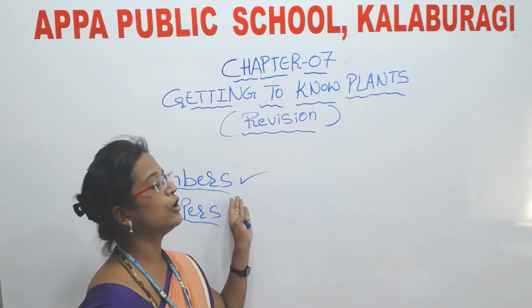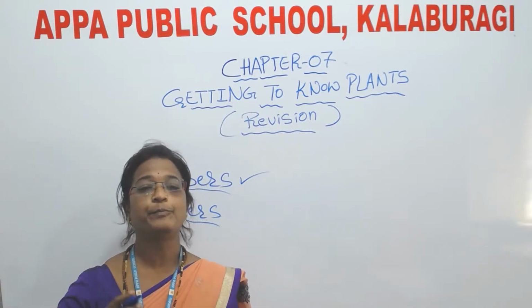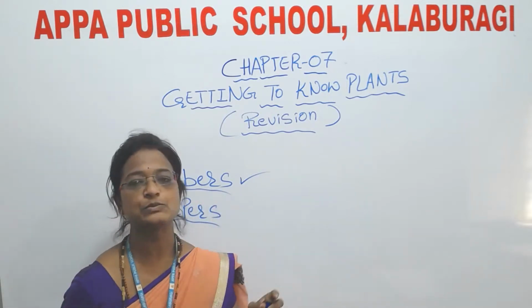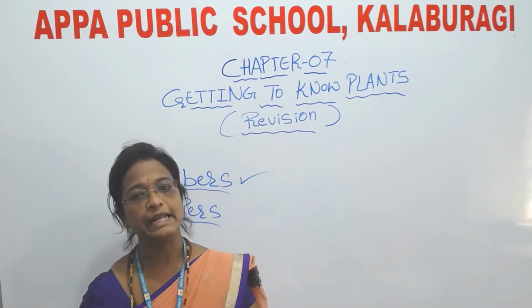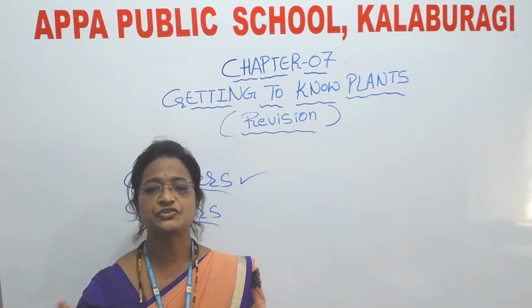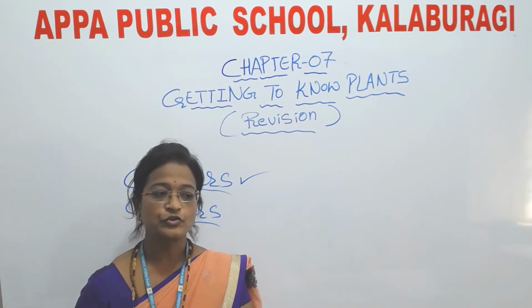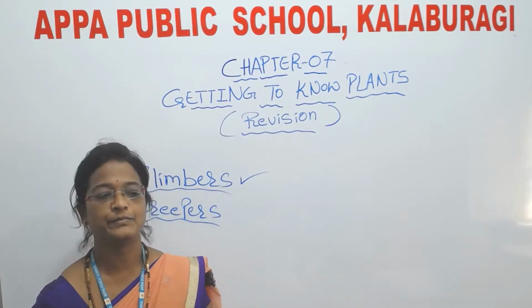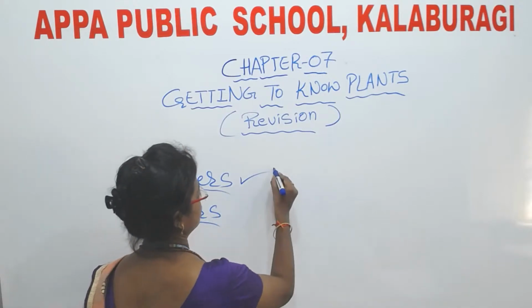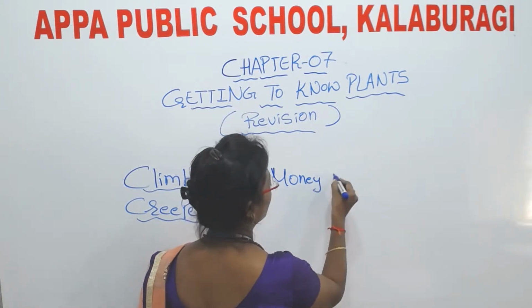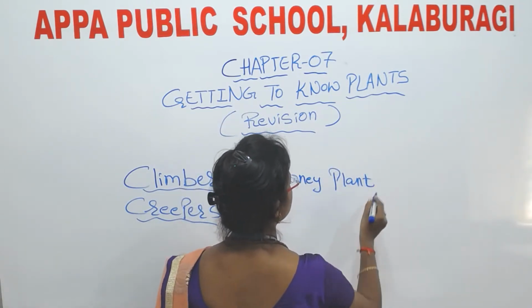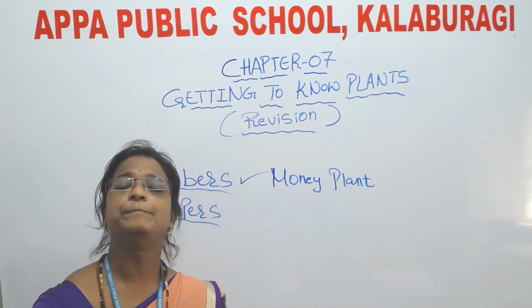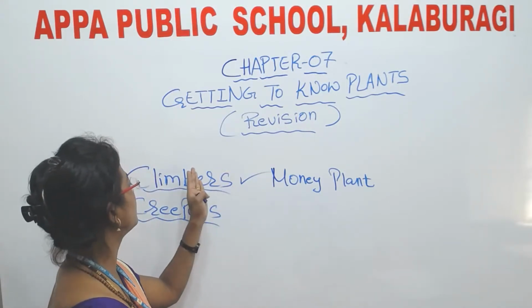These types of plants will take support of neighboring structure like fence, tree, wall, and so on. With the help of neighboring structure, these plants will climb up. Now what are the examples? Money plant, isn't it? Money plant is the example for climber. And one more is bitter gourd. So these are the examples of climbers.